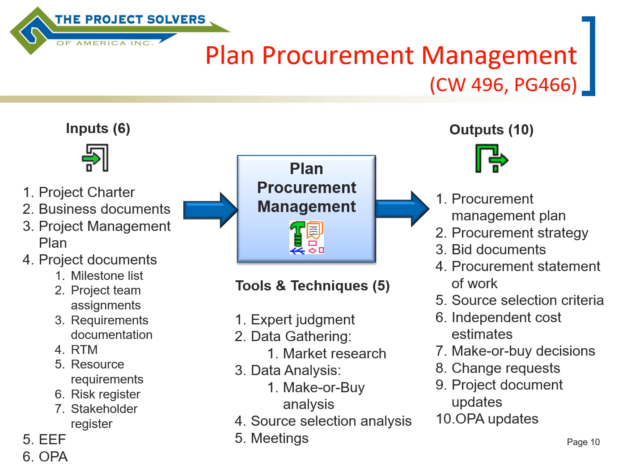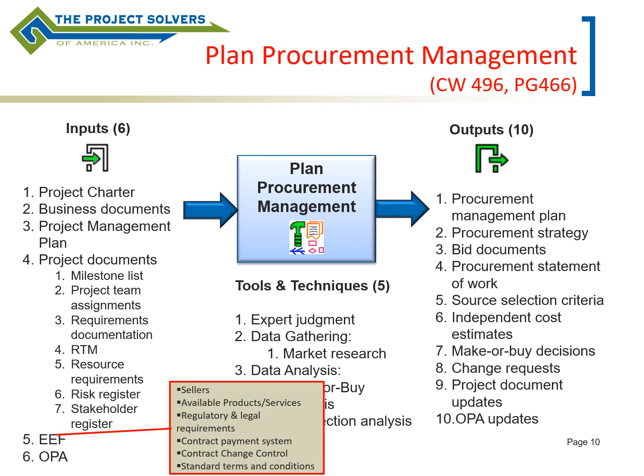We've got some EEFs and OPAs here. And we can say that the EEFs in particular would include the set of sellers that are in the marketplace that are available to perhaps bid on your project. And so that would be considered an external EEF in this case. And correspondingly, any available products and services that are out there in the market.